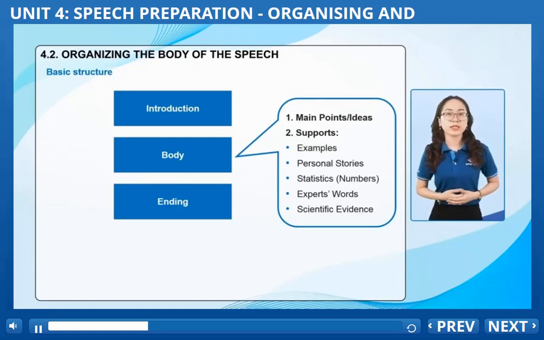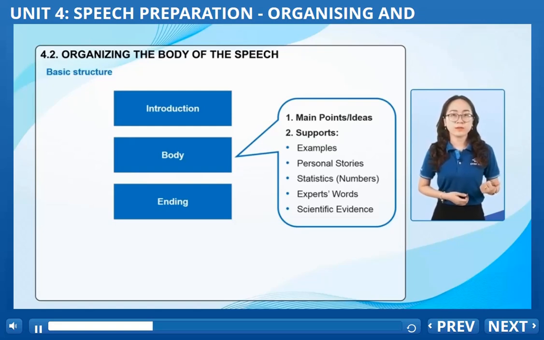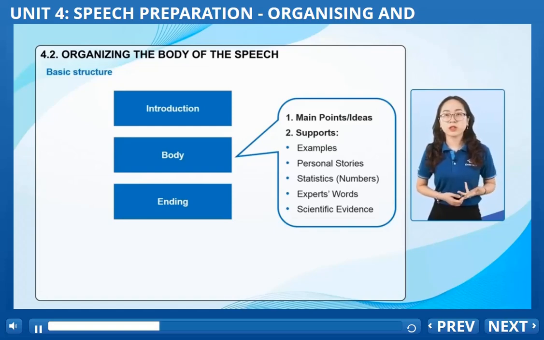There are some basic kinds of supporting materials. Examples, một ví dụ, personal stories, một câu chuyện cá nhân, statistics, thống kê, expert words, lời nói của chuyên gia, or scientific evidence, bằng chứng khoa học.